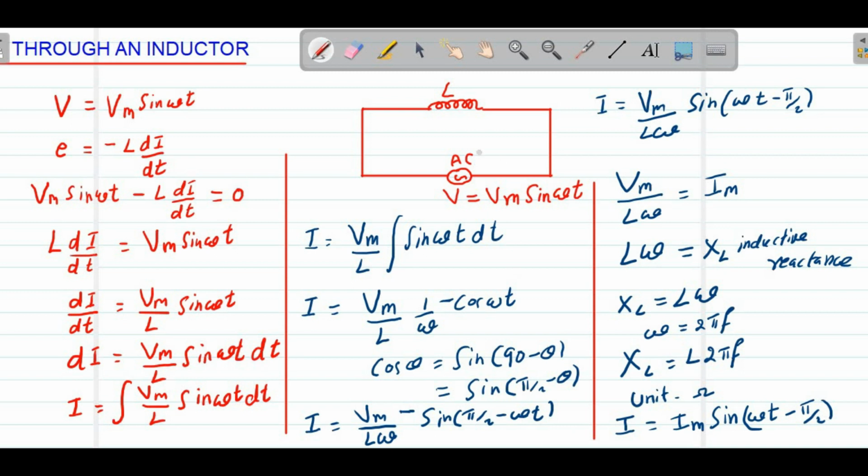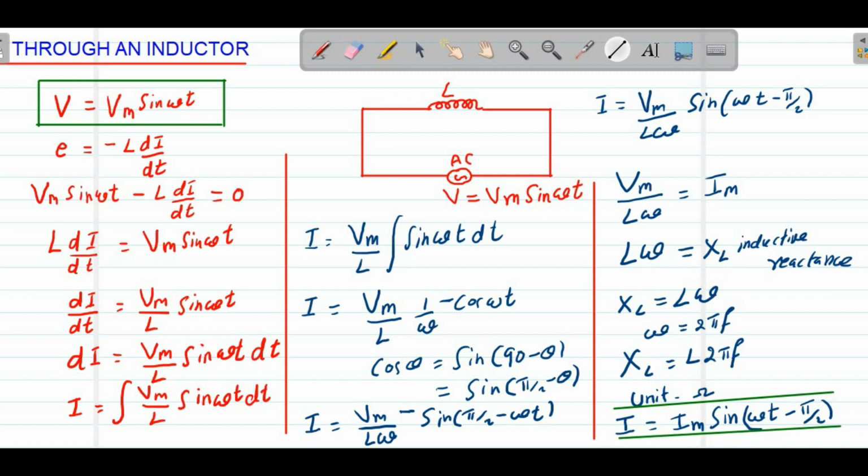Okay, now we have two equations, the equations of voltage and current. The first, the equation of voltage in the circuit, is V equal to Vm sin omega t, which means the generator is producing a voltage that varies according to this equation. At the same time the current in the circuit is I equal to Im sin (omega t minus pi by 2).